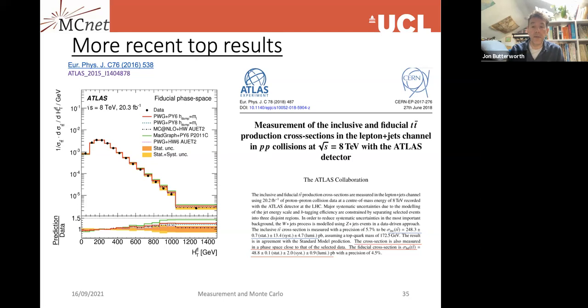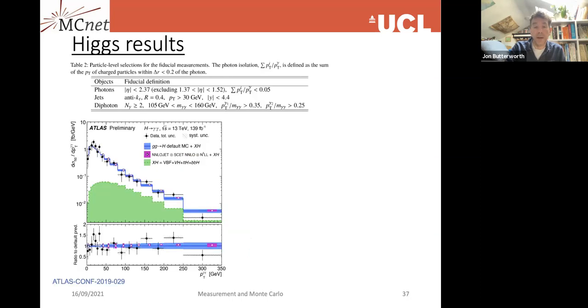of course. And here you see a nice fiducial cross-section measurement of the top, where the top is actually defined in terms of the final state. So it's not even correcting back to a full TT bar, it's defining it in terms of the lepton, the missing energy, the B-jet, and so on. So that's kind of nice.